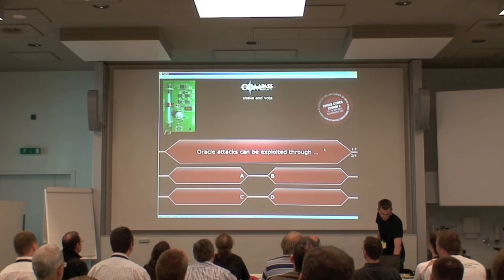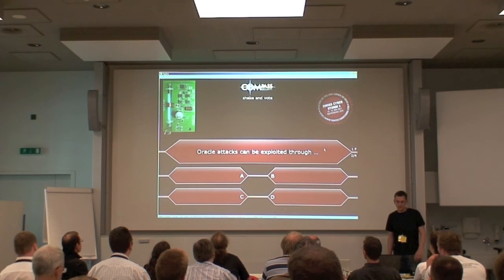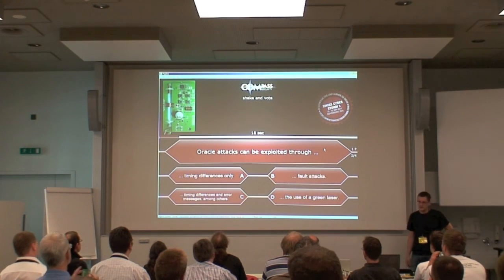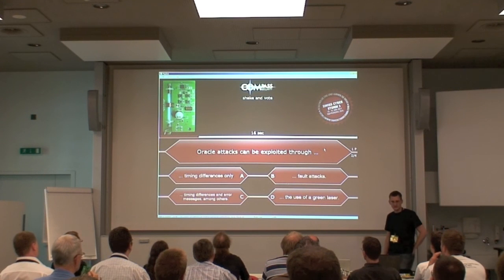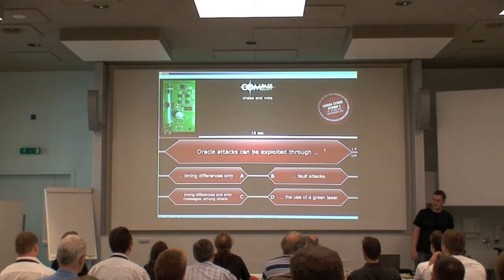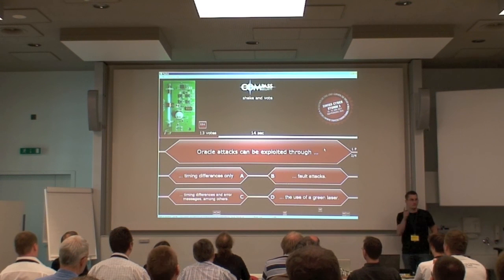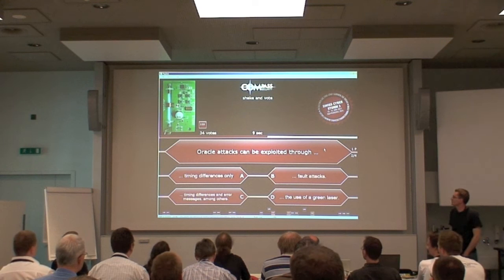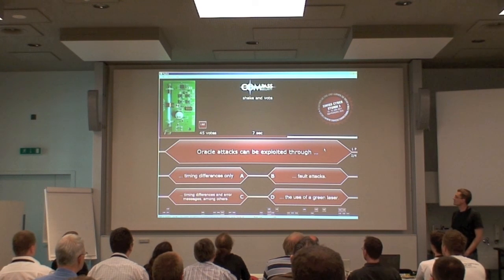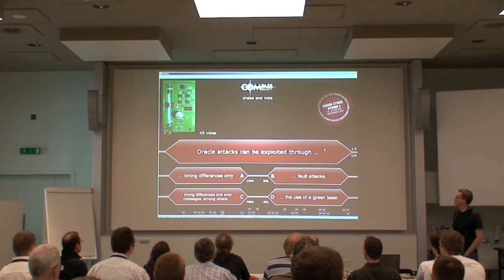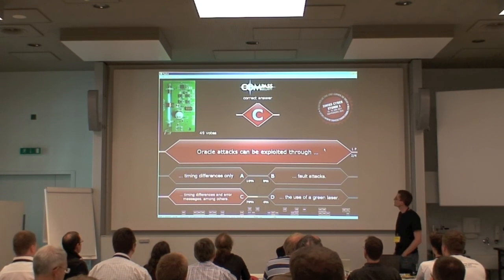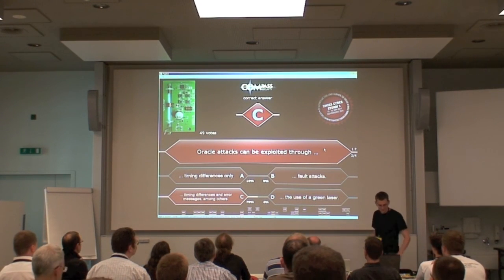So next question. Oracle attacks can be exploited through timing differences only, fault attacks, timing differences and error messages among others, or the use of a Boolean laser. And of course here the answer is C. Most of you are not sleeping, that's good.